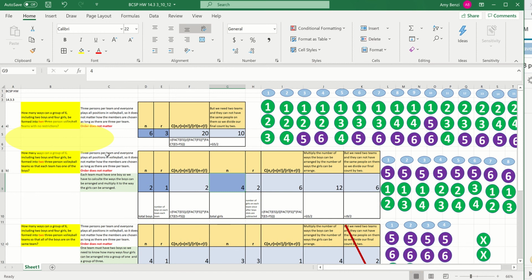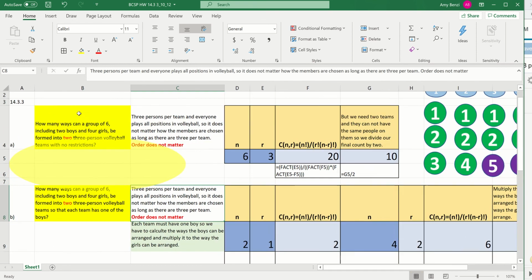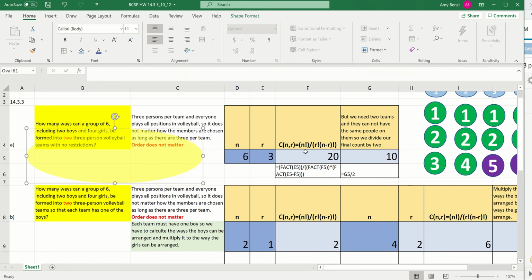So let's go ahead and start looking at this. The first part of the question is asking how many ways can a group of 6, including 2 boys and 4 girls, be formed into 2 3-person volleyball teams with no restrictions. We love it when there are no restrictions because we simply plug the numbers into the formula. We have 6 total people, and we want to put them in subsets of 3. So I simply plug 6 into my formula wherever there's an N, and I plug 3 wherever there's an R.